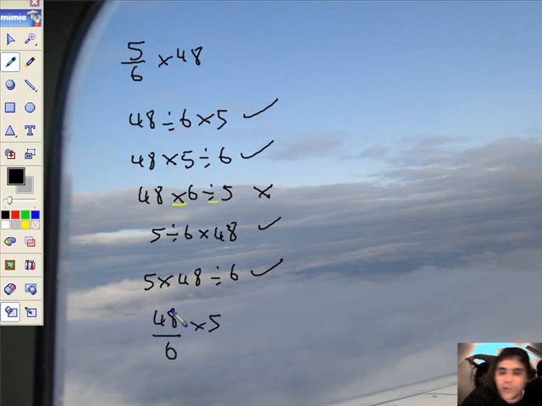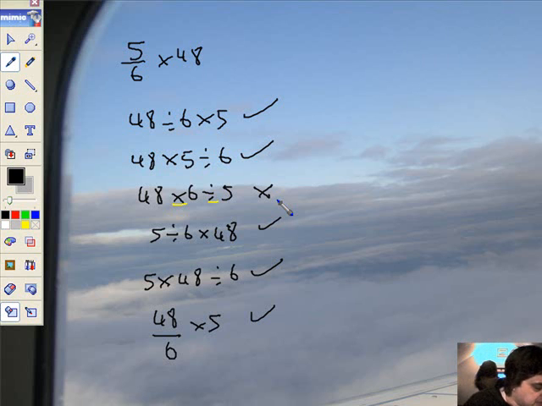Essentially, do I have 48 divided by 6? Yes, I do. 48 over 6. Remember, 48 on top, then you multiply by 5. That's perfectly good. That's the only wrong one. Don't want to do question 6. Write these fractions as decimals. We know how to do that, don't we?